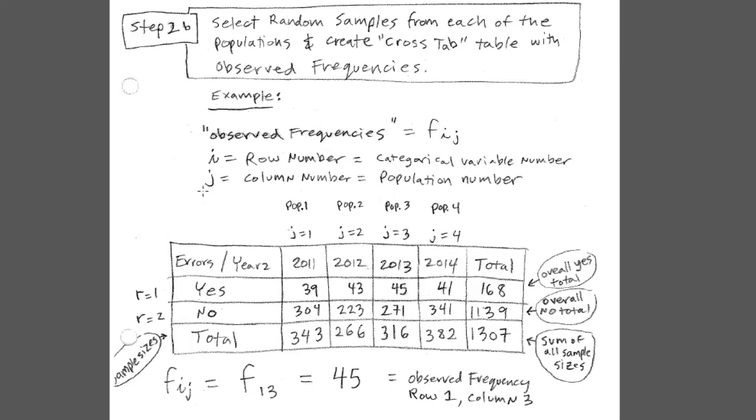I is the row, column is the J. So here's our table. If we were going to ask the question, where is frequency for row 1, column 3, we would go to row 1, column 3, and that intersecting value gives us our 45. This is the notation that they're going to use for observed frequencies.